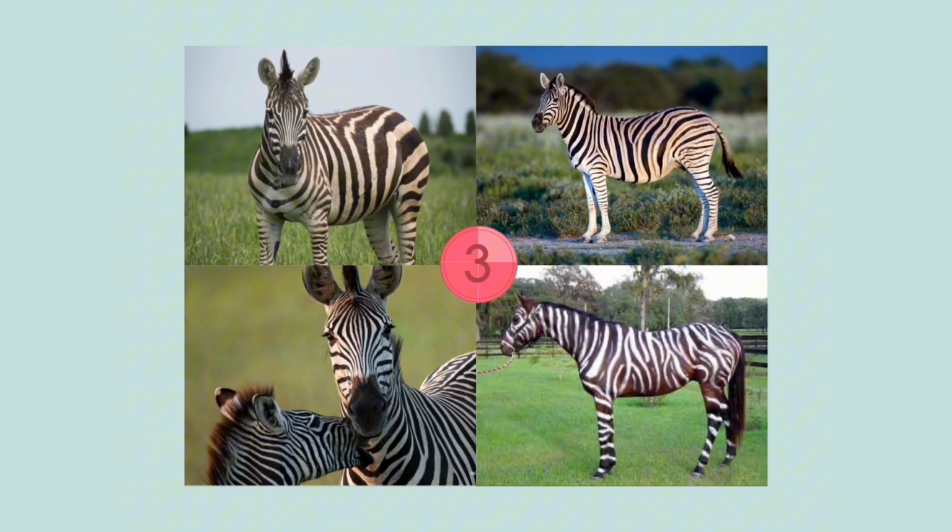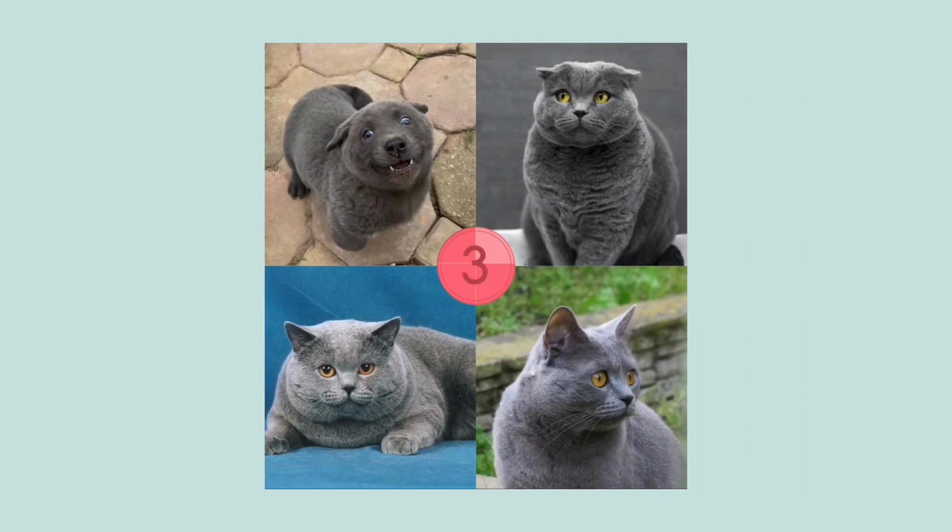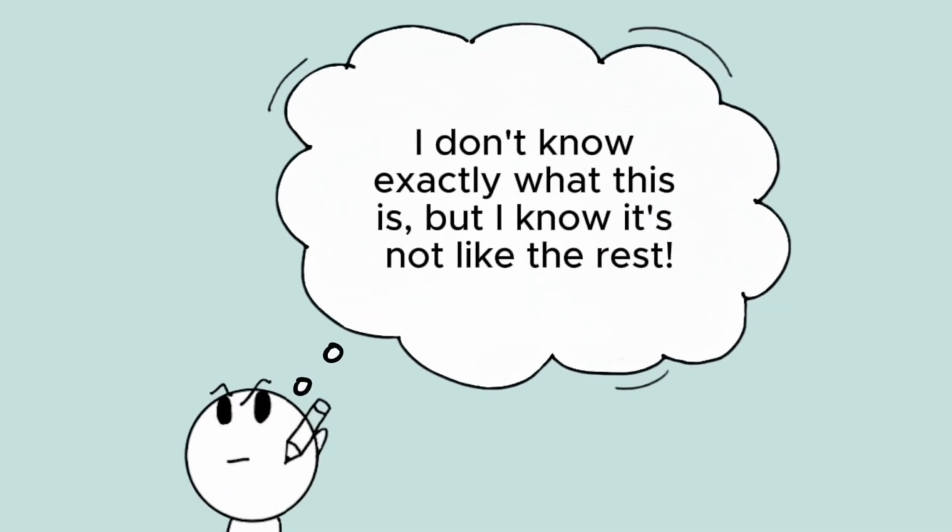Most of what your brain knows comes from one trick: noticing what's the same and what's different. Let's play a quick game of odd one out. Which one doesn't belong? Again, which one feels off? At any point did your brain just go, I don't know exactly what that is, but I know it's not like the rest? That feeling is a basic idea behind a technique in AI called contrastive learning.